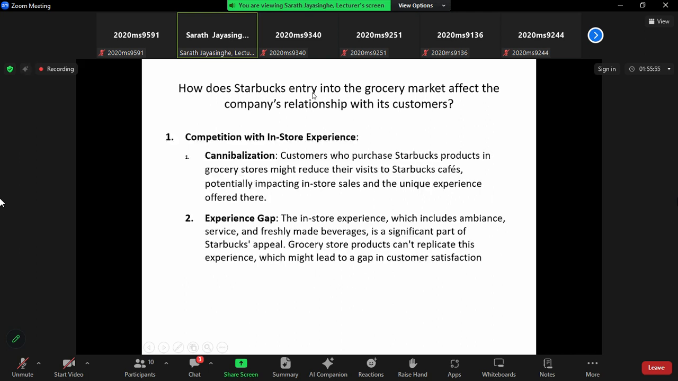The other one is competition with the in-store experience. Cannibalization means that when you purchase the product from grocery stores, you may not go to the cafe. Customers who purchase Starbucks products in grocery stores might reduce their visits to Starbucks cafes, potentially impacting in-store sales and the unique experience offered there. Then the experience gap: the in-store experience, which includes ambience, service, and freshly made beverages, is a significant part of the Starbucks cafe. Grocery store products can't replicate this experience, which might lead to a gap in customer satisfaction. So that is also a negative effect. You can't get the same experience as in the coffee cafe.